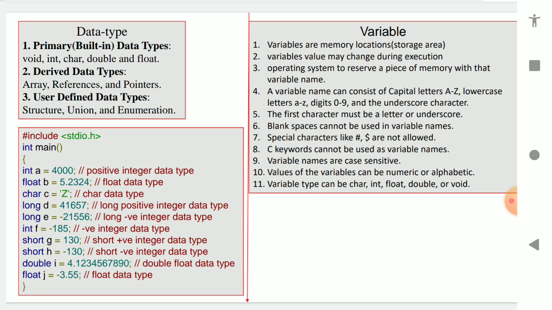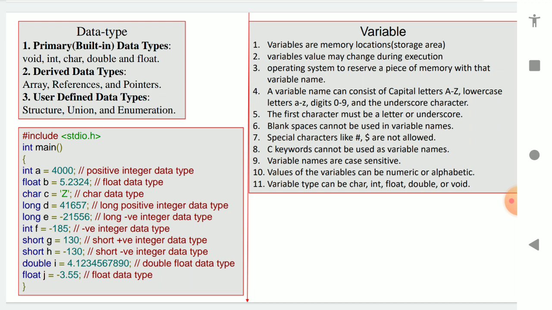char c is equal to z; on the char character data type. long d is equal to 41657, long positive integer data type. long e is equal to minus 21556; long minus negative integer data type.